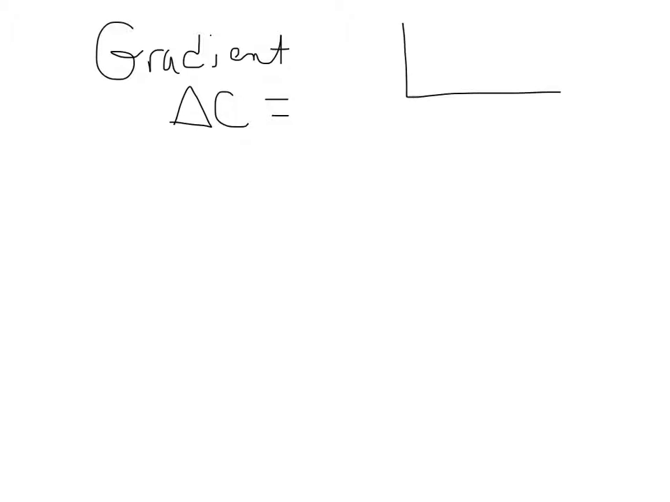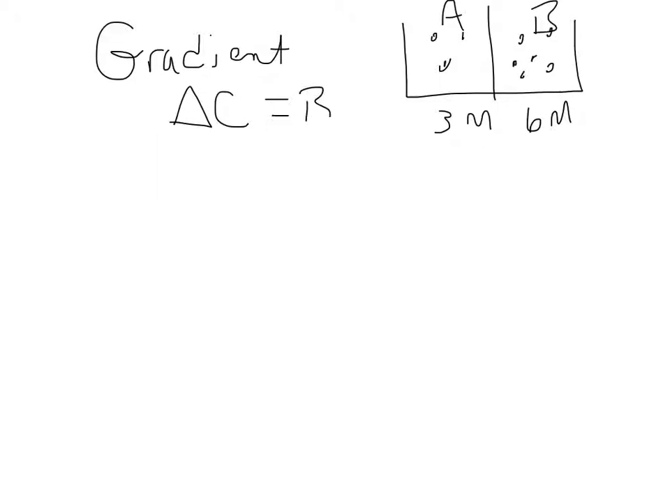So if we have a situation separated by a membrane, we have a concentration on one side compared to another side, there is a concentration, and let's call this side A, side B. So the concentration gradient would be B minus A concentrations. So that's the concentration gradient.